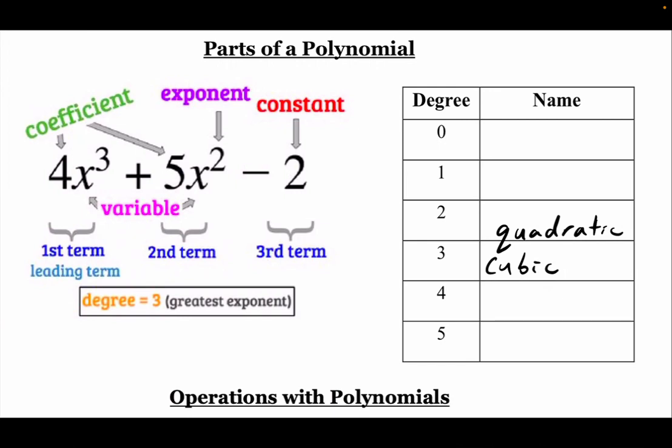If the degree is 1, it's linear, a line. If the degree is 0, it's a constant. It means it doesn't have a variable, like negative 2. Negative 2 doesn't have a variable, so that means its degree is 0. Degree 4 is called quartic. And degree 5 is called quintic.